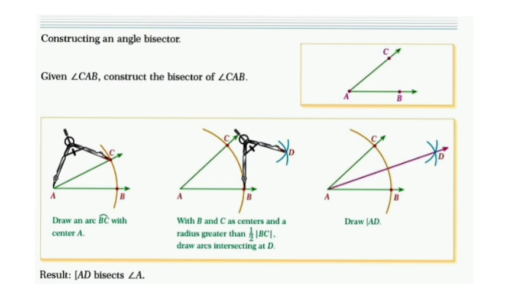Constructing an angle bisector. Given angle CAB, construct the bisector of angle CAB. Draw an arc BC with center A. With B and C as centers and a radius greater than half of segment BC, draw arcs intersecting at point D. Draw ray AD. Result: ray AD bisects angle A.